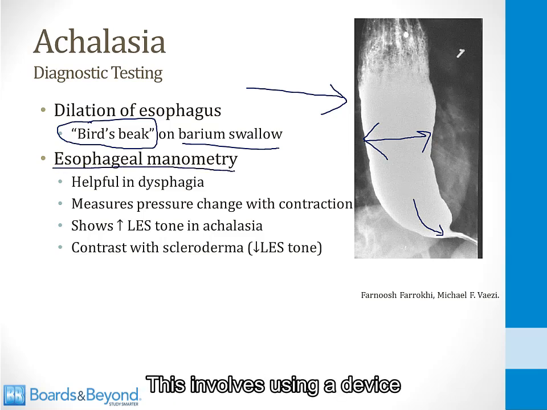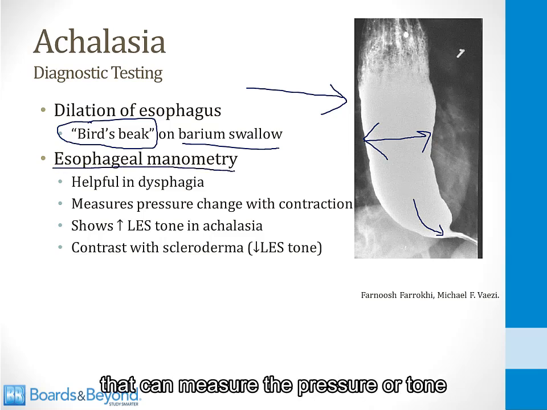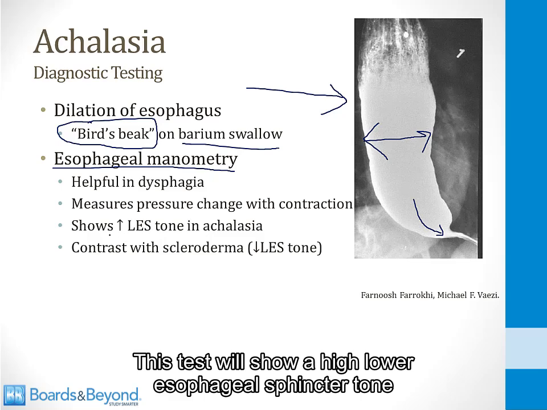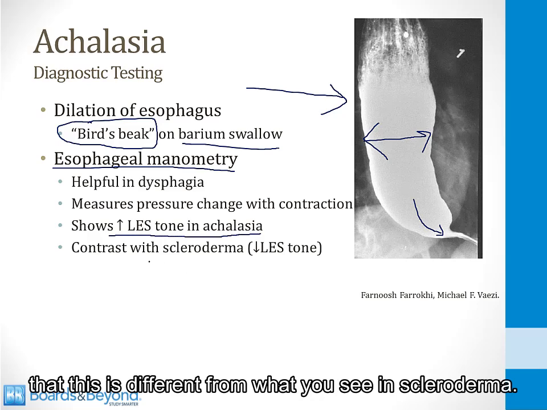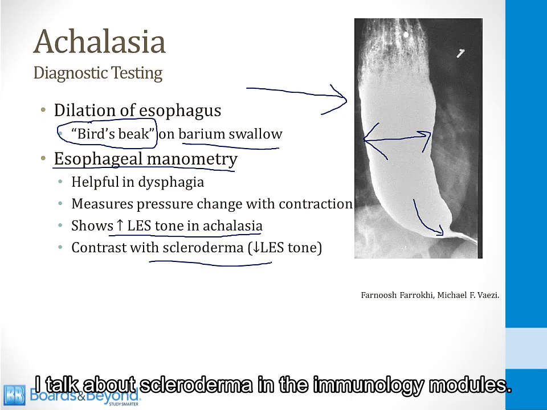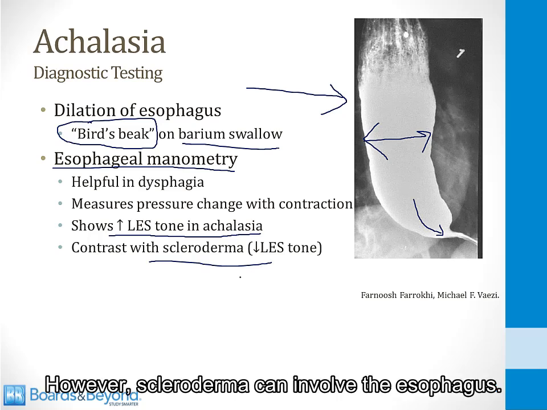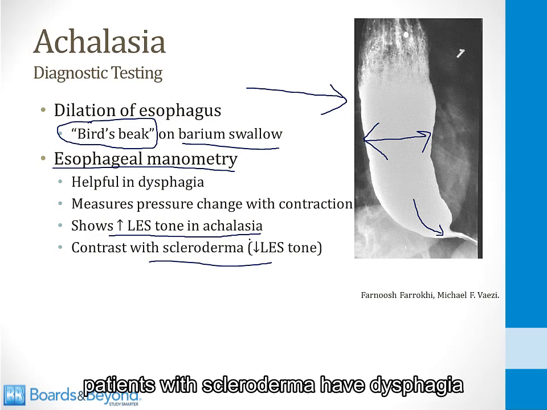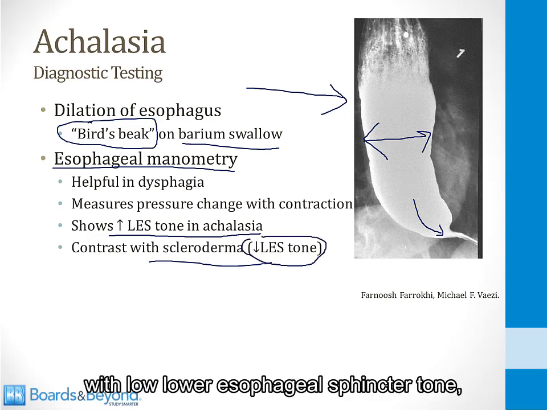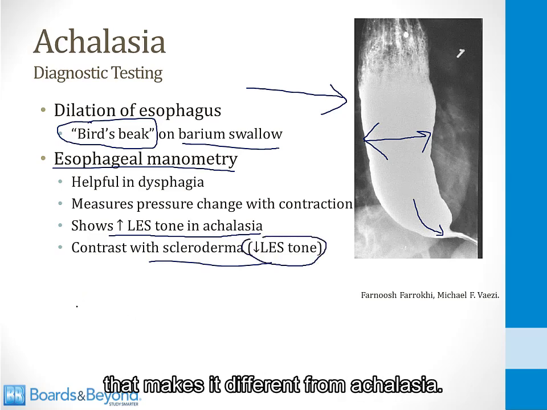This involves using a device that can measure the pressure or tone in the lower esophageal sphincter. This test will show a high lower esophageal sphincter tone in achalasia, and it's important that you understand that this is different from what you see in scleroderma. I talk about scleroderma in the immunology modules. However, scleroderma can involve the esophagus, and in contrast to achalasia, patients with scleroderma have dysphagia with low lower esophageal sphincter tone. That makes it different from achalasia.